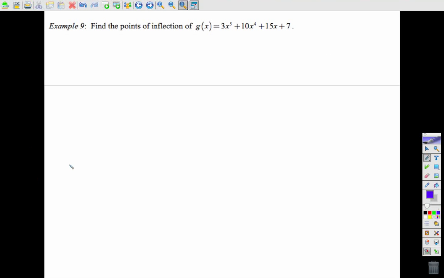Okay. All right, let's see. There we go. Let's do example 9. Find the points of inflection of g of x equals 3x to the 5th, and so on. So first thing we need to do, well, what is it asking you? Find the points of inflection. What it's really asking you is where does g double prime change signs?